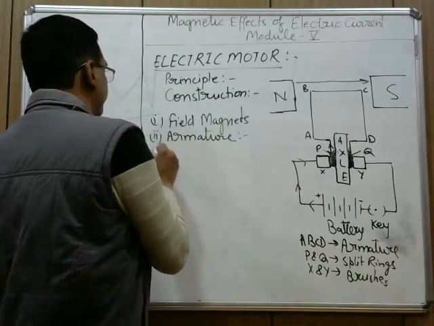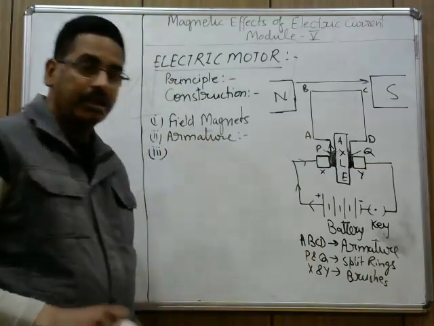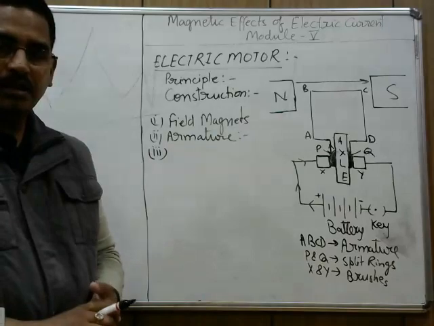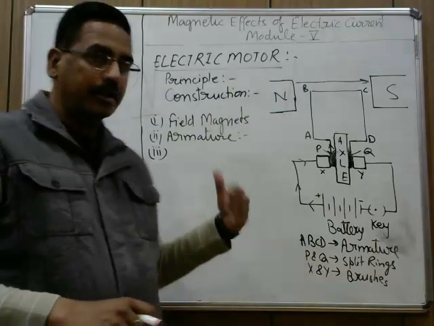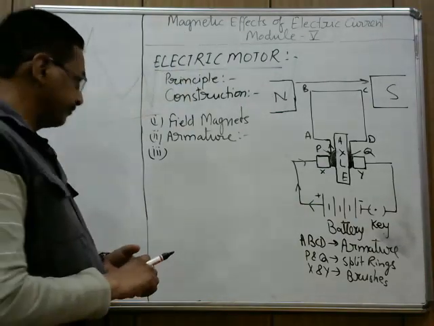Next, the function of the armature is to increase the power of the motor, clear? And to increase the power we can have more number of turns of the insulated copper wire.